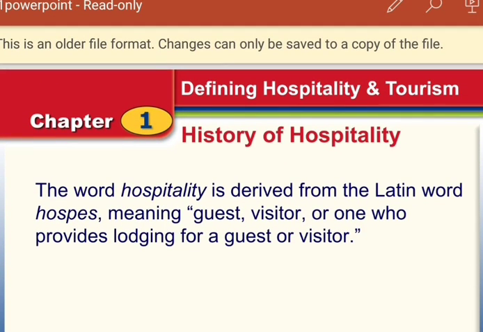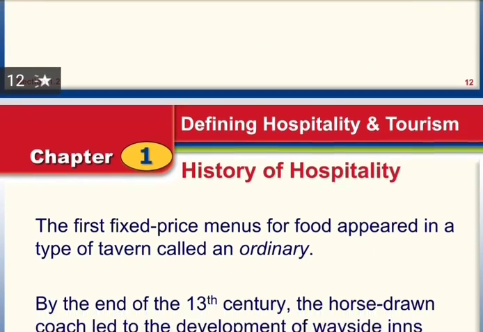Today we are going to discuss the introduction to hospitality and tourism. The word hospitality is derived from the Latin word hosp, which means guest, visitor, or one who provides lodging for a guest or visitor.